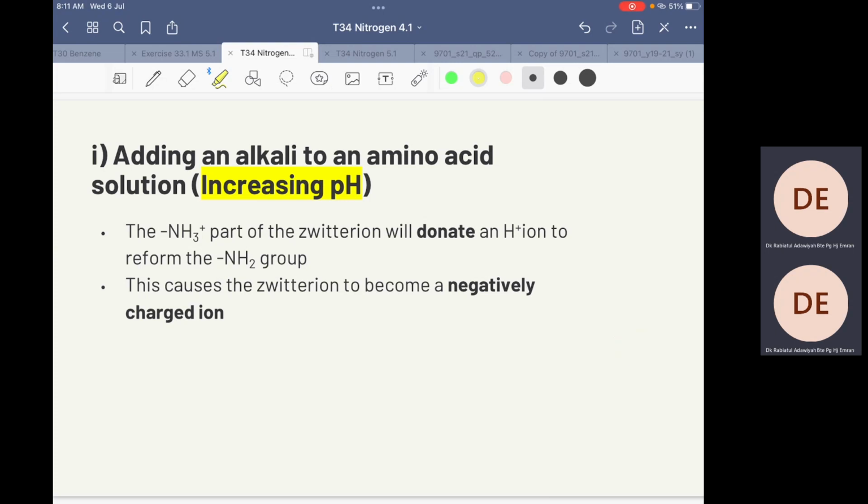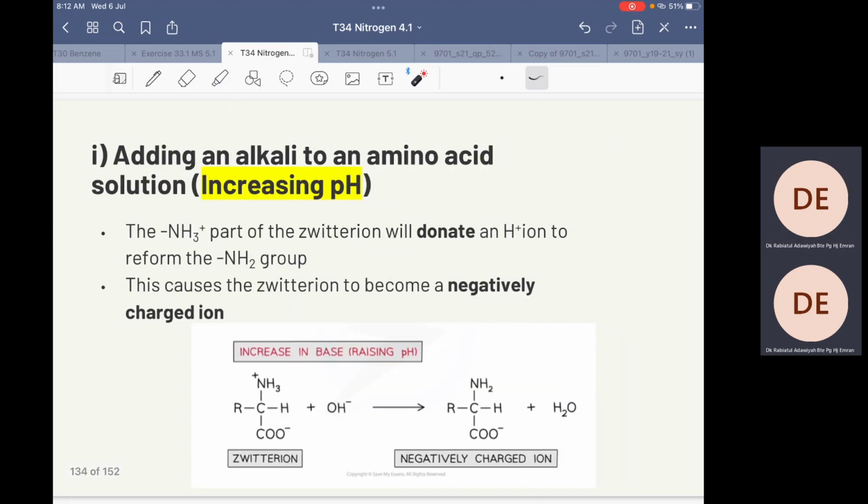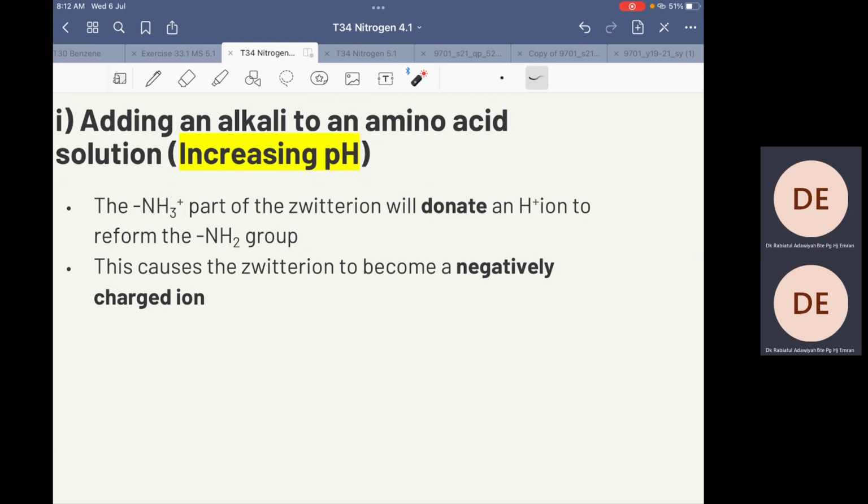First we're going to look at increasing the pH of the solution. Say your amino acid is dissolved in water, and if the pH is neutral, zwitterions would also have a neutral charge overall. You'll see that later. But what happens if we add an alkali? Adding an alkali is the same as increasing the pH. So I'll draw the molecule first.